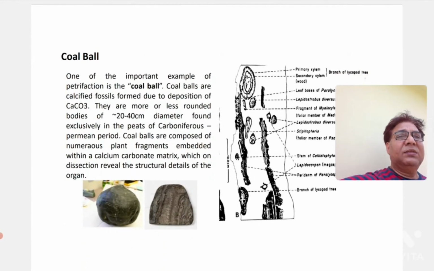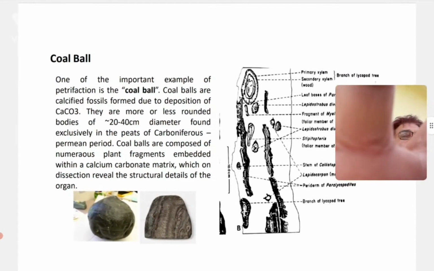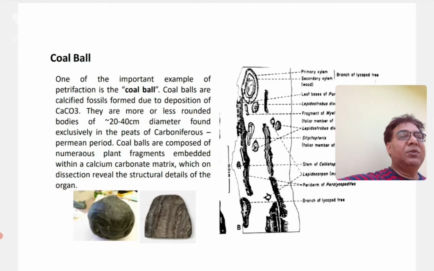Coal ball is yet another type of petrified fossil. Coal balls are made up of calcium carbonate. These are calcite fossils, as we mentioned earlier. They are basically ball-like, somewhat rounded structures, and they are usually found in the pits of Carboniferous and Permian deposits, and fossils get embedded within them. So if you cut across a coal ball, you will get several different kinds of fossils. Here is a picture of a cross section taken from Stewart and Rothwell's book, 1993.